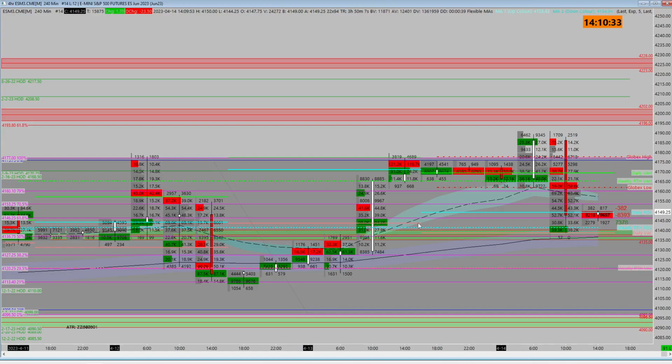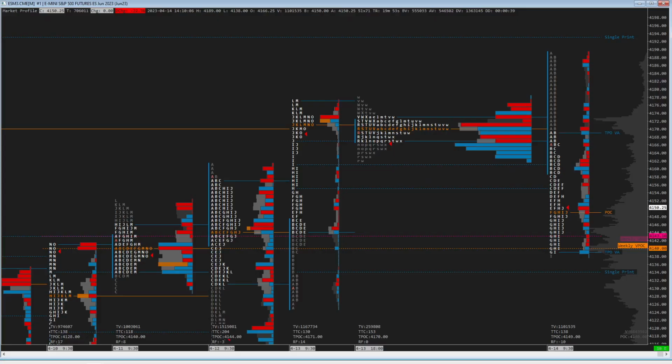So let's talk about the daily plan, and once we start talking about the actual execution, then we will break down why I was taking these trades for the most part. So daily plan, as always, starts with the TPO charts.